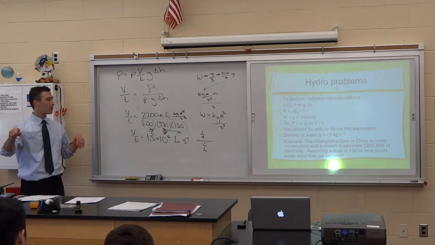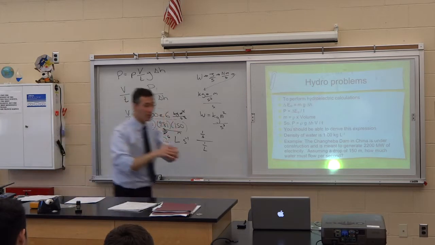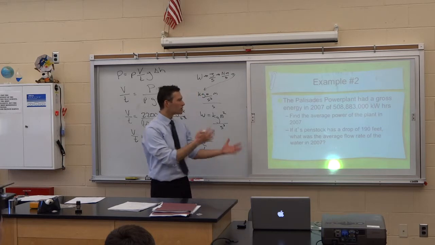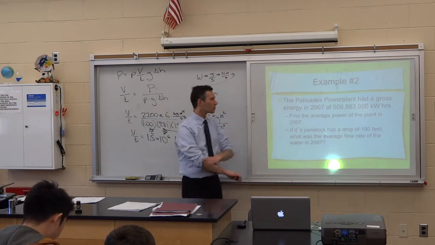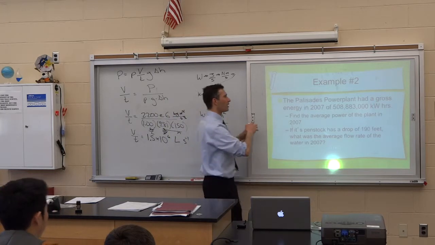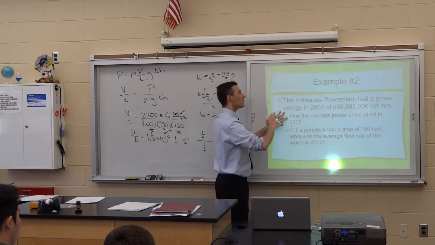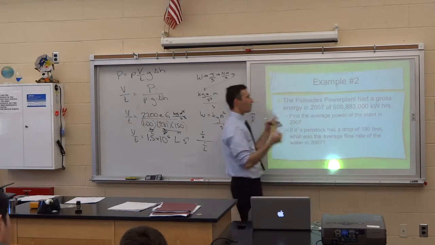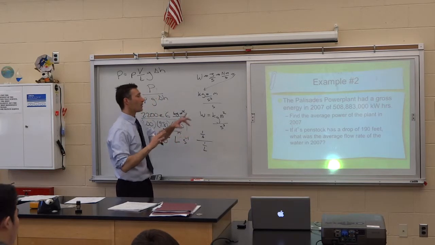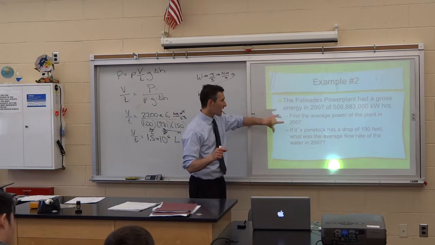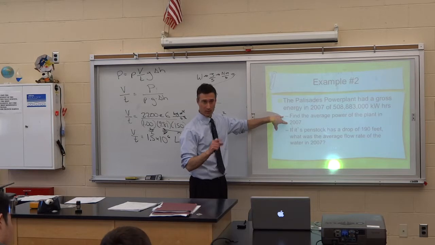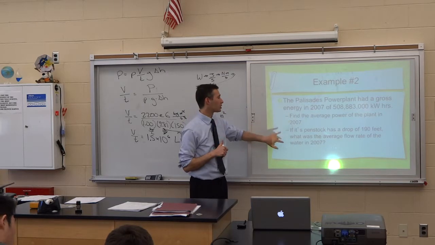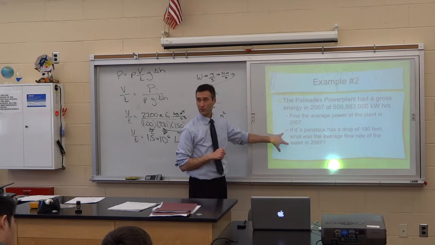All right, let's move on to another example. I picked this problem because New Jersey has Palisades, but this is not in New Jersey. I found a Palisades power plant which had a total amount of electrical energy 6 or 7 years ago of 509 million kilowatt hours. First thing I want you to do is find the average power that this plant developed in that year. Then, once we have the average power, we'll use this new equation to find the average flow rate of water.